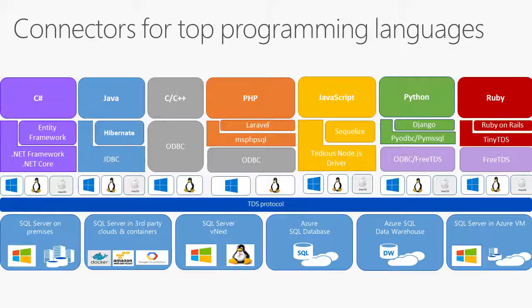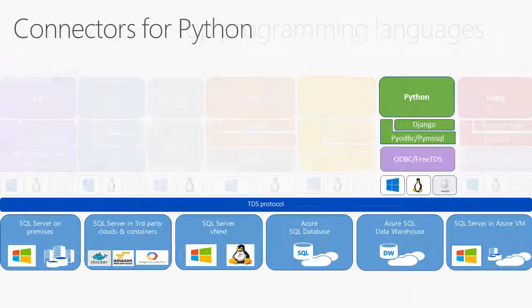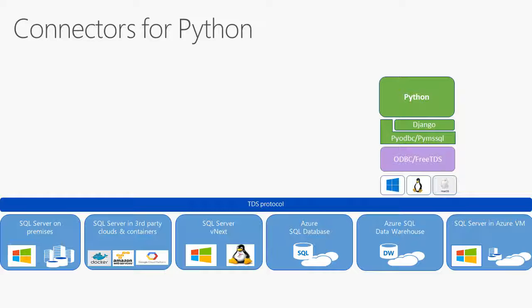Today, the connectivity landscape includes both Microsoft-developed and open-source developed connectors. These connectors allow you to connect from all operating systems to all SQL products on premises and in the cloud. Our focus today will be on Python, which can be used on Windows, Linux, and Mac from SQL running anywhere. As you can see, you can use PyMS-SQL or PyODBC to connect to SQL. In this video, we will focus on PyODBC.